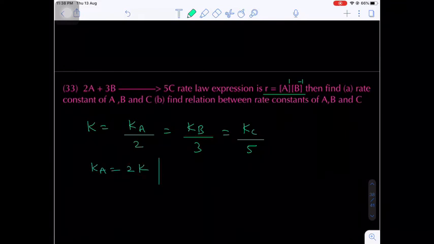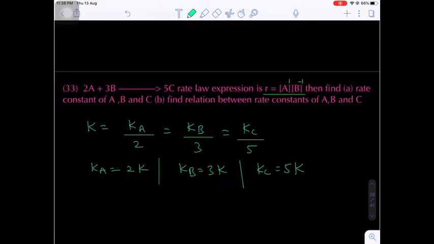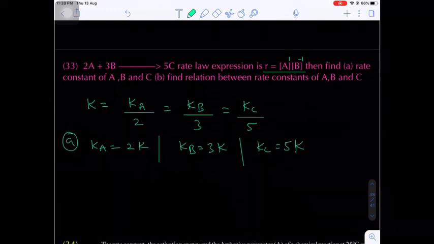Ka will be 2 times the overall rate constant. Next, what will be the Kb? 3 times the overall rate constant. And what is the Kc? That will be 5 times the overall rate constant. Are you getting my point? This will be the first question.